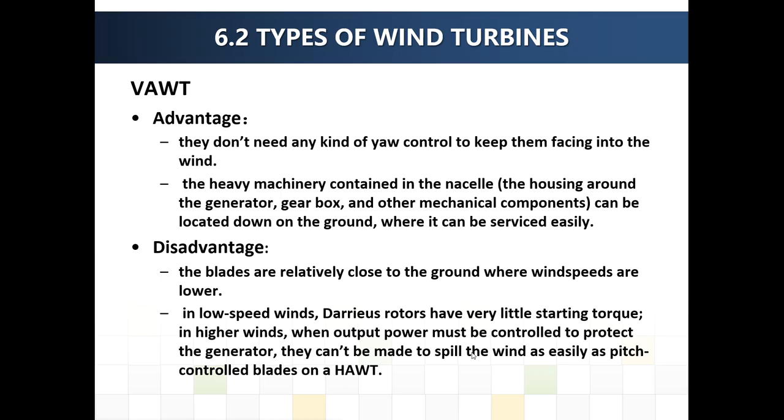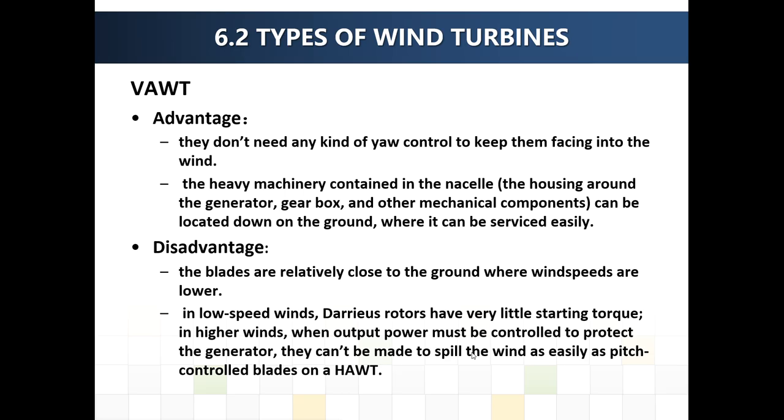For the vertical axis wind turbine, the advantages include that they do not need any kind of yaw control to keep them facing into the wind. And the heavy machinery is contained in the nacelle, which is located down on the ground, so it can be serviced easily. The nacelle is the housing around the generator, including the gearbox and other mechanical components.